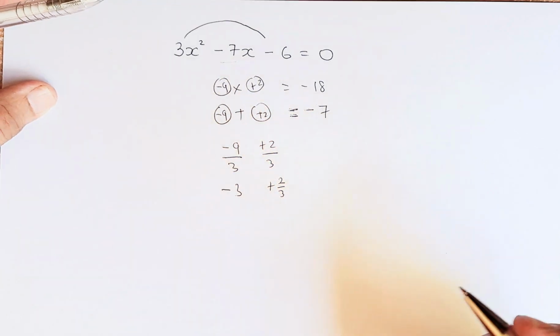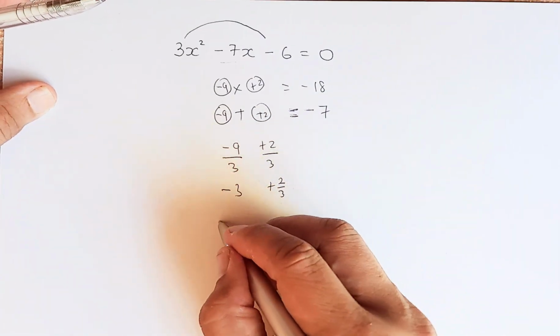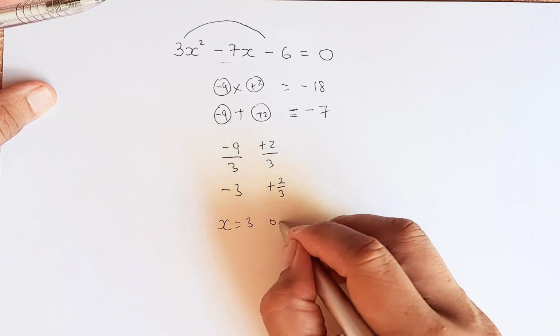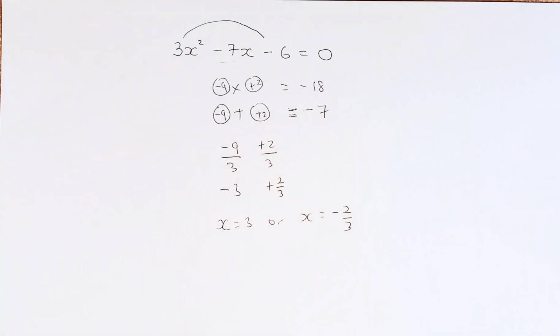To find the roots of the equation, you just need to change the sign. So x equals 3, or x equals negative 2/3. That is the way you factorize and solve a quadratic equation.